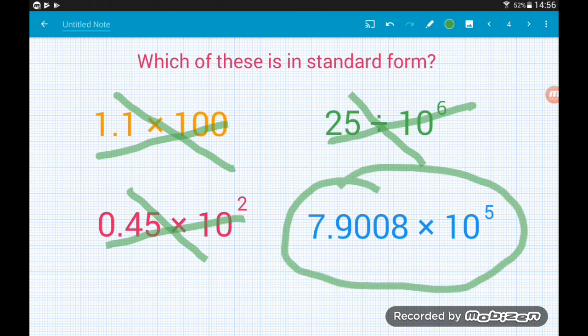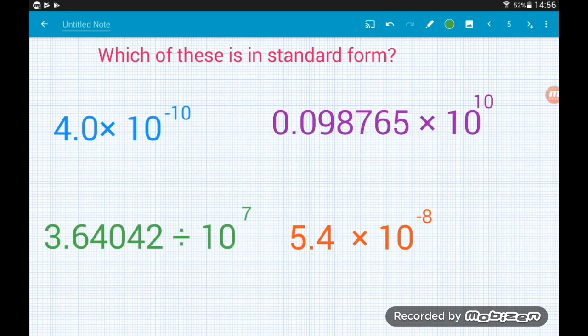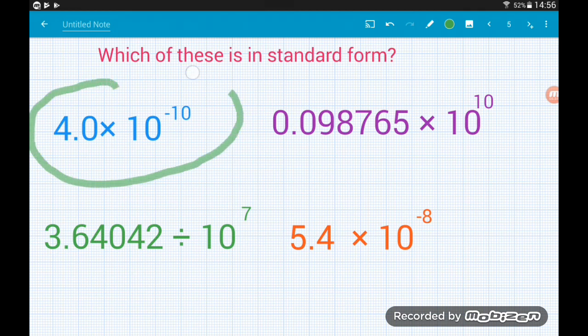Okay, let's have a look at a few more. Okay, so which of these are in standard form? 4.0 times 10 to the minus 10. Well, we've got a single non-zero digit before the decimal point. We're multiplying by 10 to a whole power, minus 10. So yes, this guy is in standard form. It doesn't matter that the power is negative 10. That's absolutely fine.